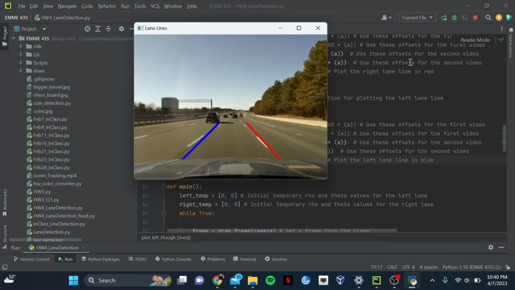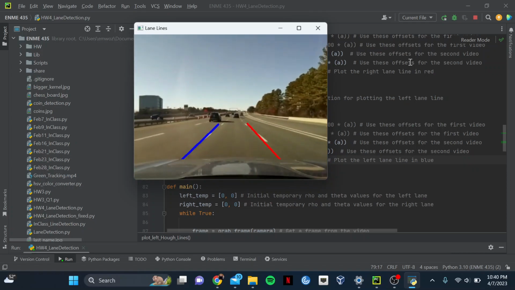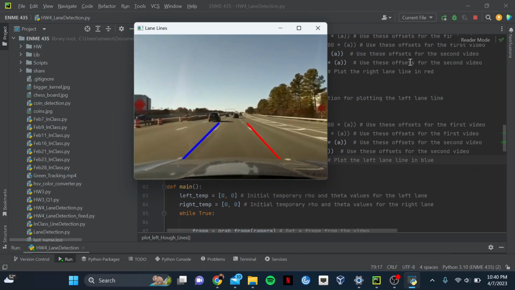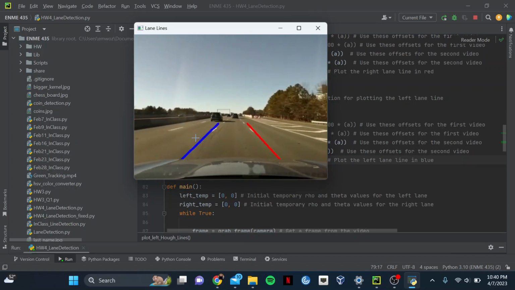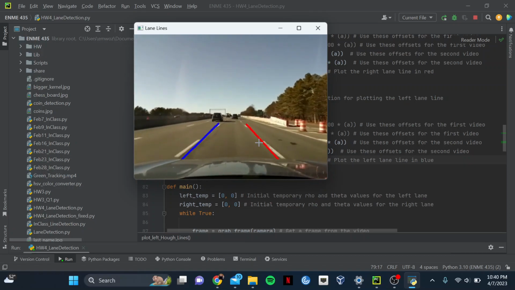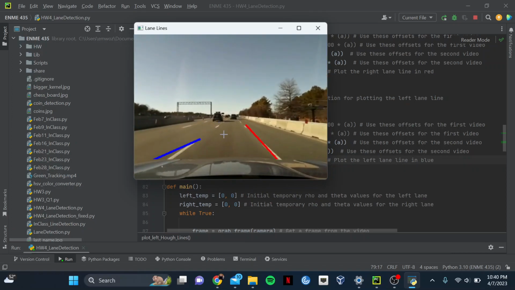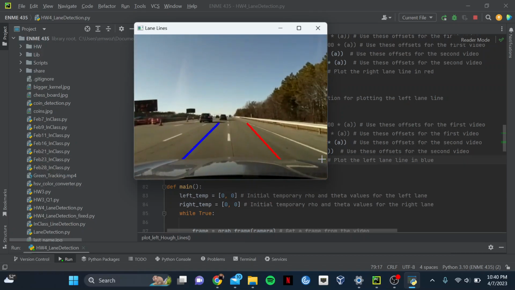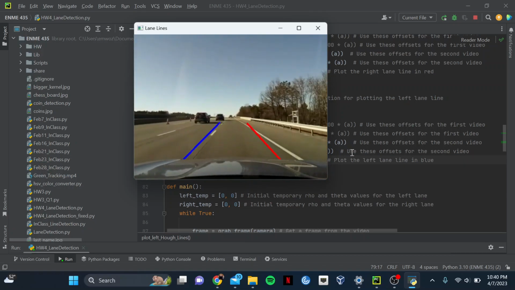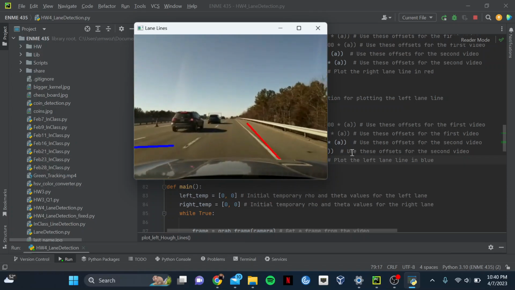So as you can see, the lines are pretty close to where they should be. We do see that this left lane line is jumping around a lot, and sometimes this right lane is too. Sometimes at angles that are pretty far off from where they should be. And I think this is due to the still color thresholding issues.